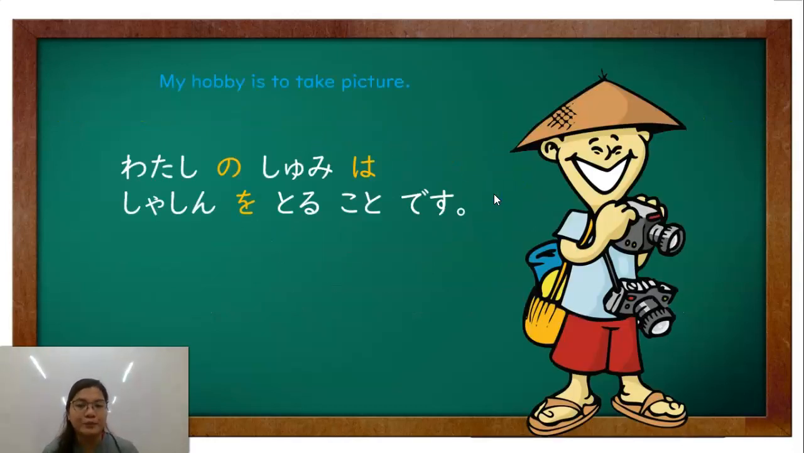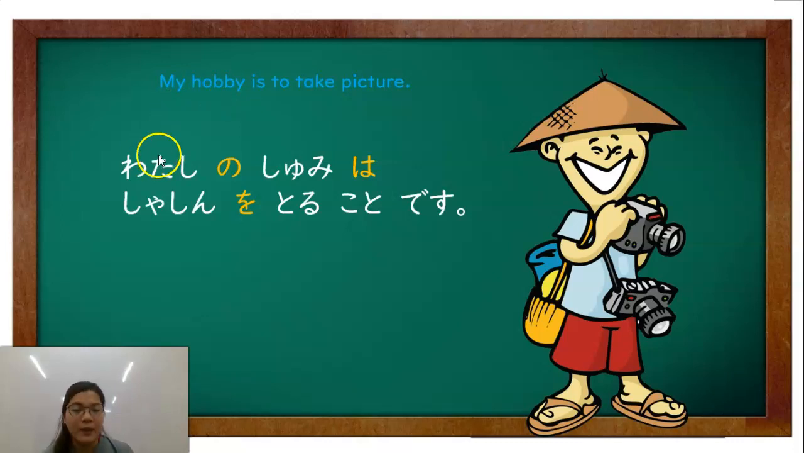For example, my hobby is to take picture. Watashi no shumi wa shashin o toru koto desu. Okay? So, ginagawa or ginagamit natin ang sentence pattern na ito to emphasize more accurately kung ano yung mga hobbies na gusto natin gawin.